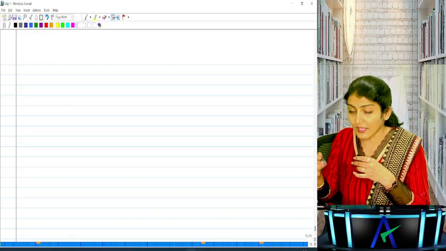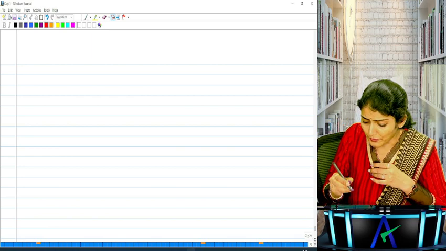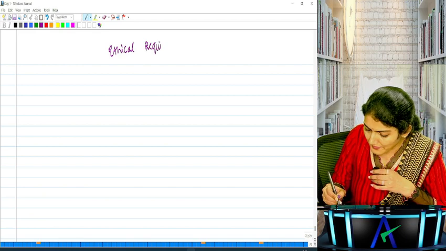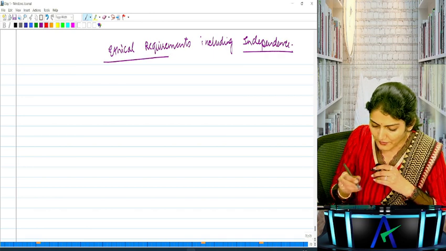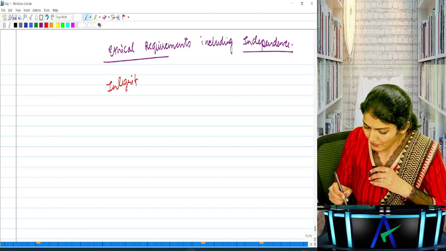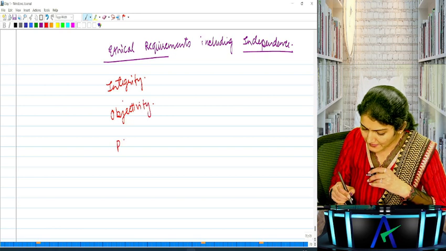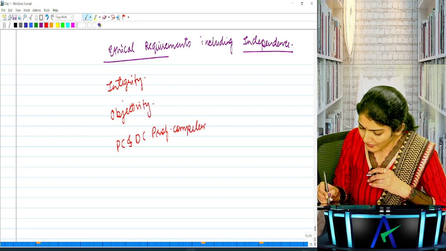Now we talk about the ethical requirements. Whenever a CA has to express an opinion, to achieve the overall objective, you need to comply with certain ethical requirements including independence. What are those ethical requirements? Integrity, then objectivity, then PCDC. What is PCDC? The professional competence and due care.